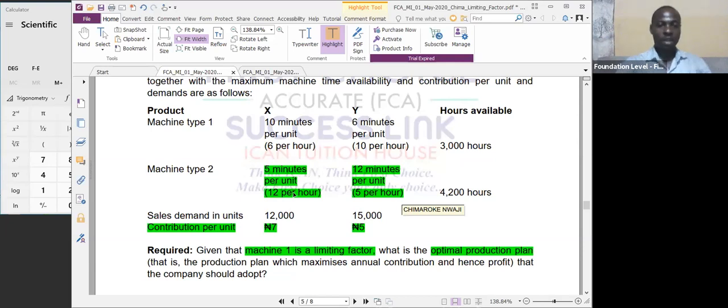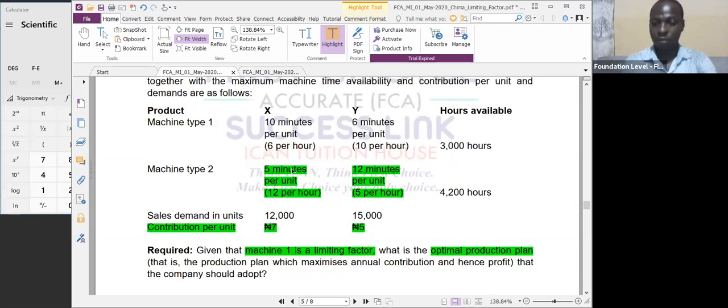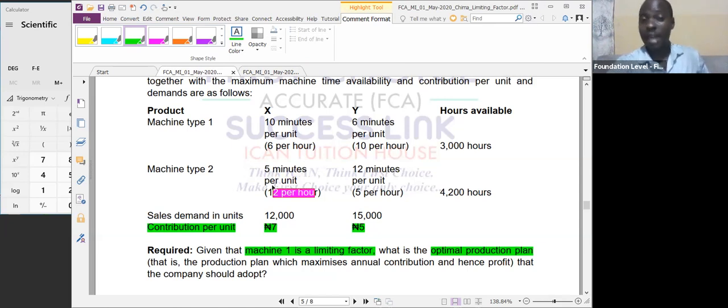Okay, sorry. This is not the limiting factor here. We identify that machine 1 is limiting factor here. So we take this 10 minutes and this 6 minutes because they are in per unit. So your answer would be in per unit. You can decide to use hours and take these 6 units per hour, but let's just follow what they said here. So for X, we've taken 10 minutes per unit.